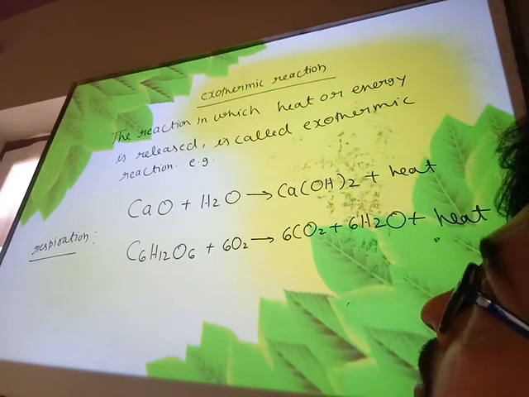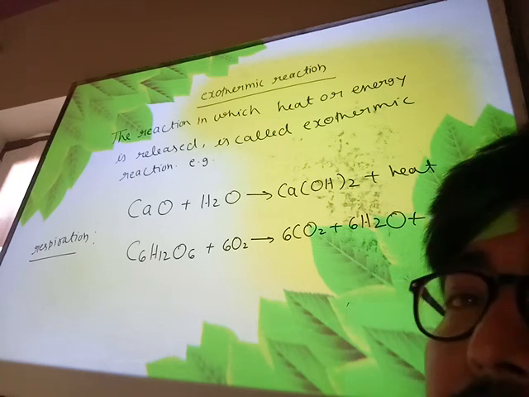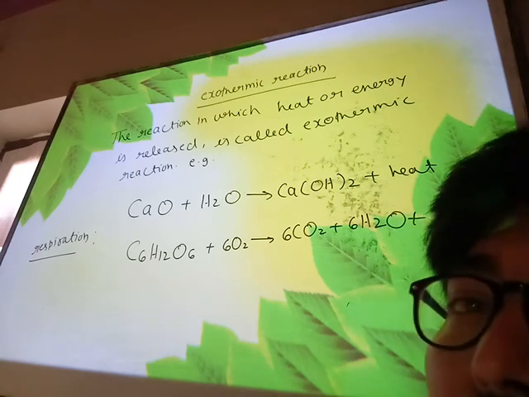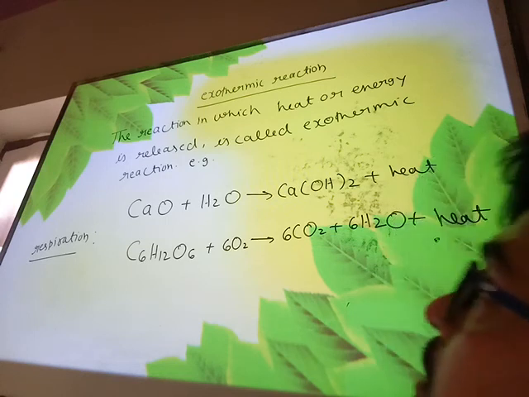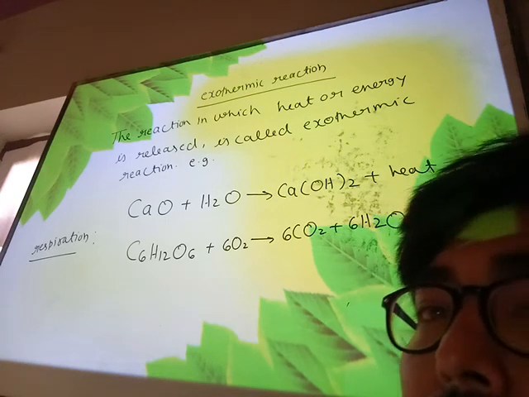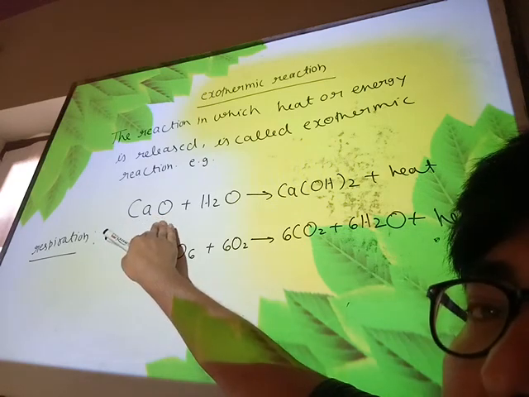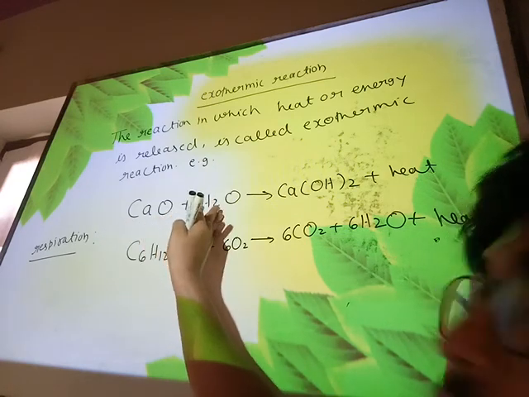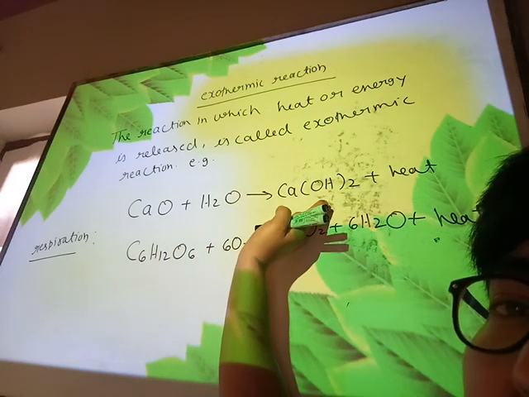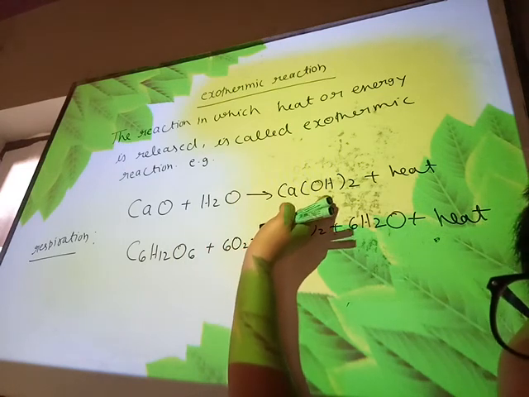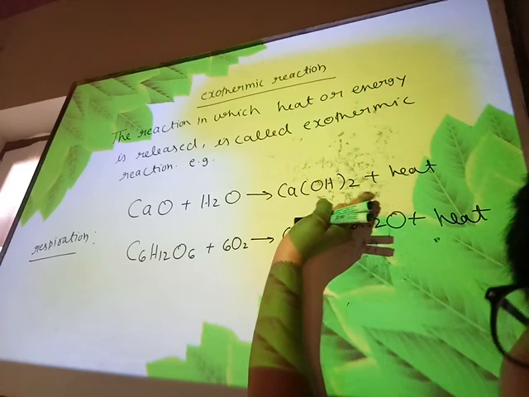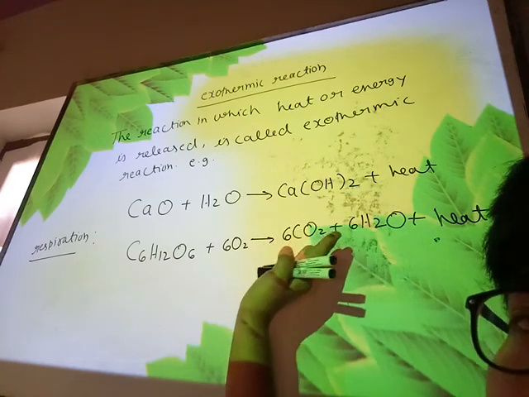As you can see over here, the reaction in which heat or energy is released is called an exothermic reaction. For example, when calcium oxide is put in water, it converts into slaked lime, that is Ca(OH)2, and a lot of heat is released. So that's why it is called exothermic.